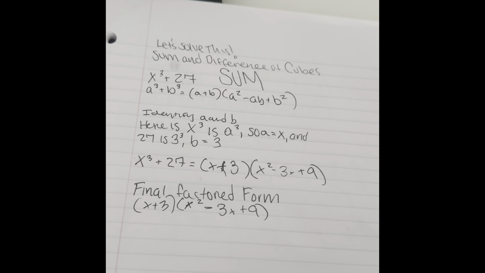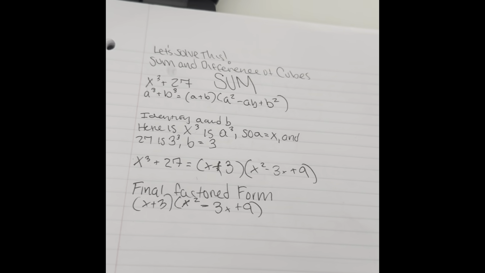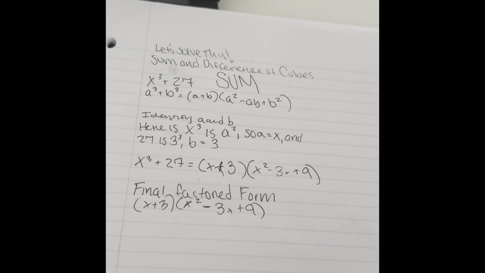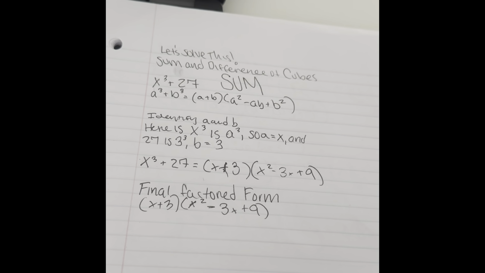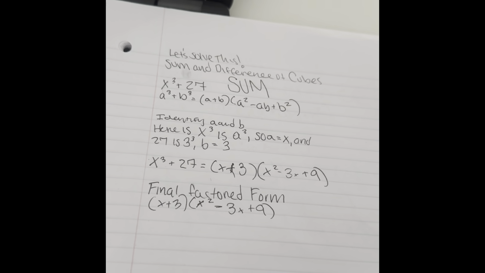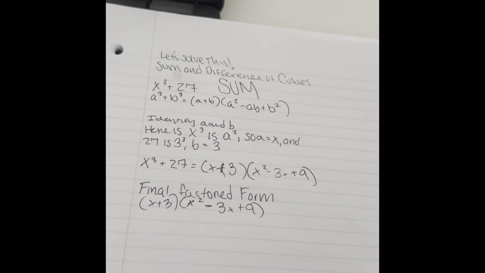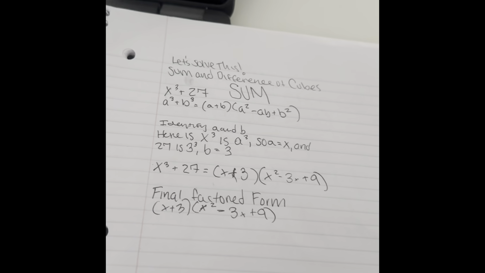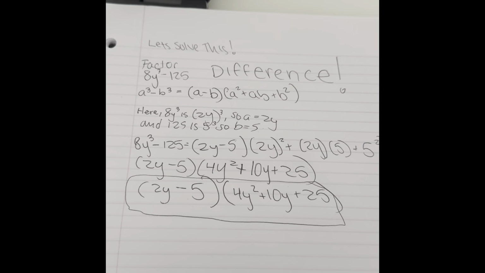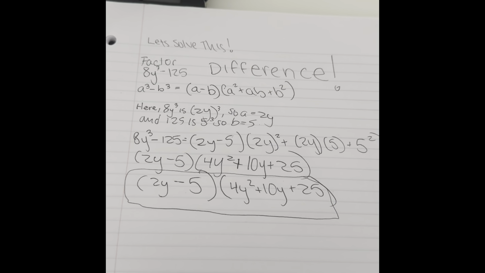Here x cubed is a cubed, so a equals x, and 27 is 3 cubed, so b equals 3. Then we plug that in, and we have x cubed plus 27 equals (x plus 3)(x squared minus 3x plus 9). So our final factored form is (x plus 3)(x squared minus 3x plus 9). And there we go. Next we're going to be solving the difference of a cube.